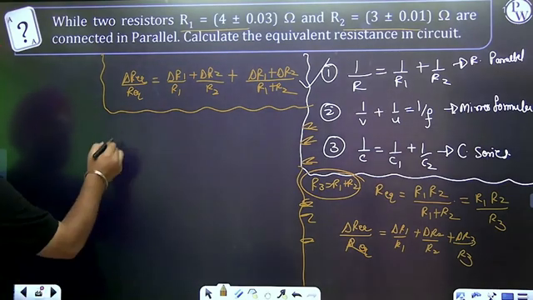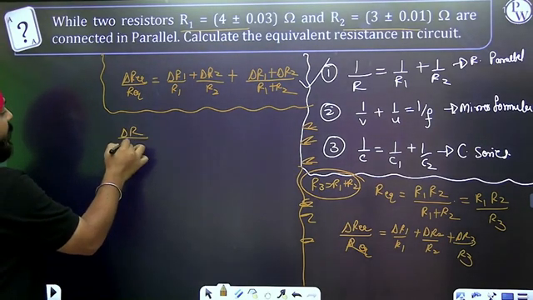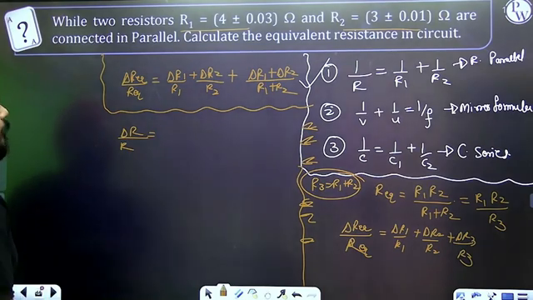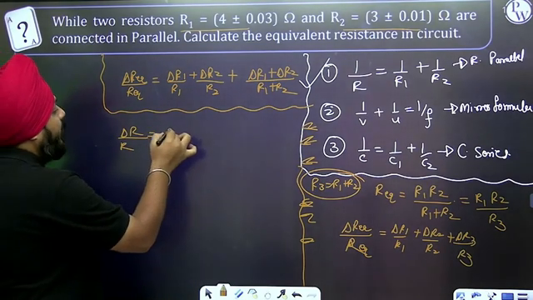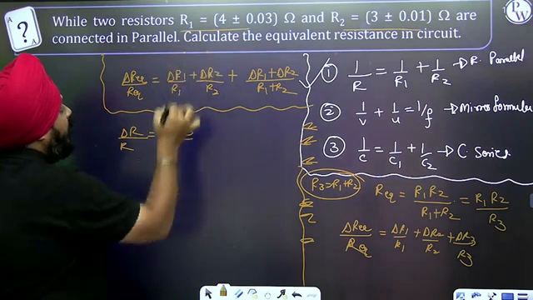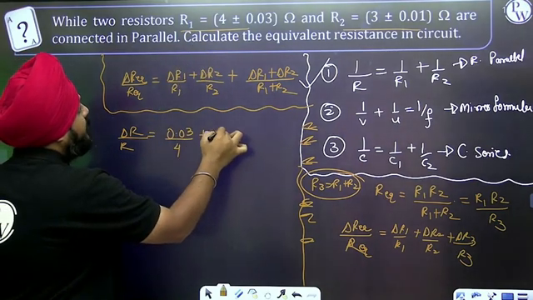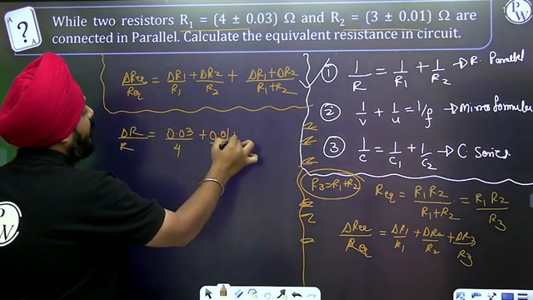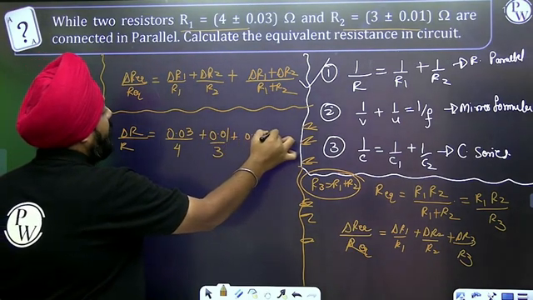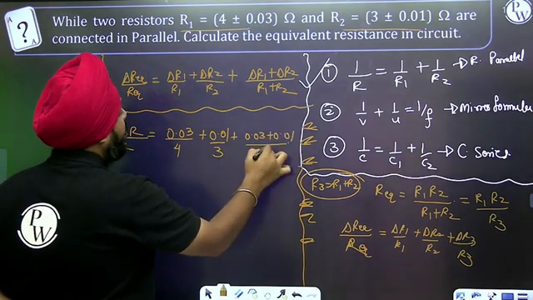So here delta R by R: what is the value of delta R1? 0.03 divided by 4, plus what is delta R2? 0.01 divided by 3, plus 0.03 plus 0.01 whole divided by 7.